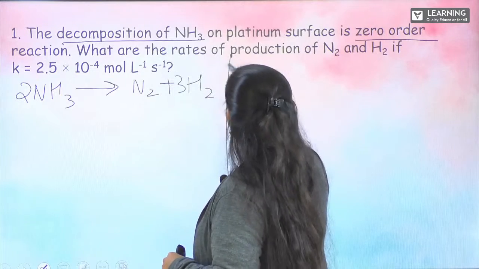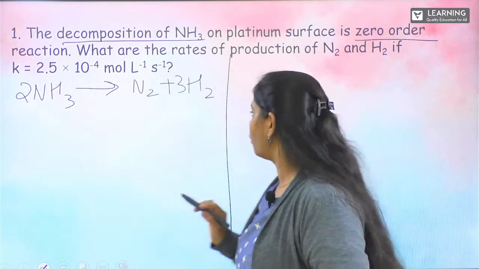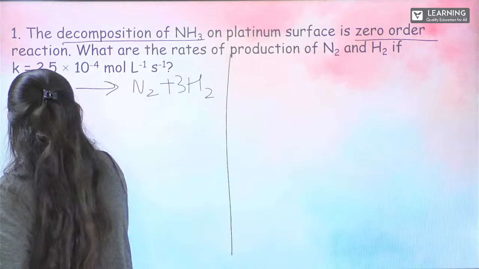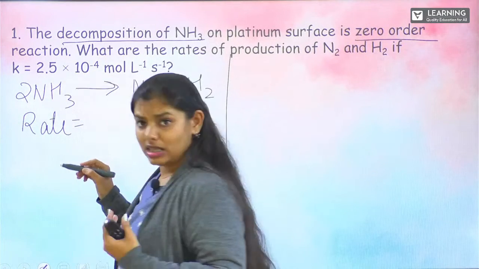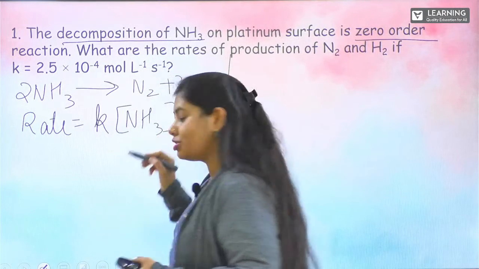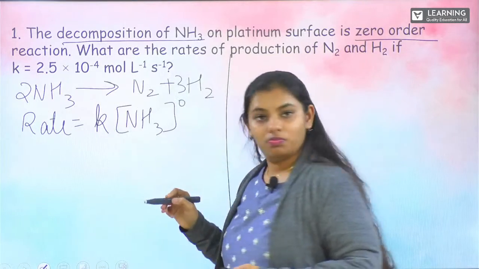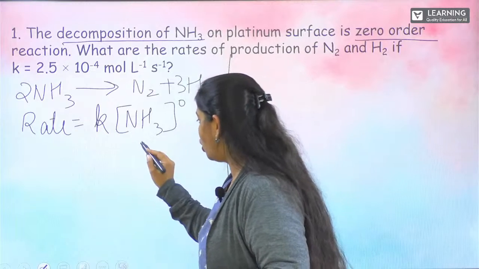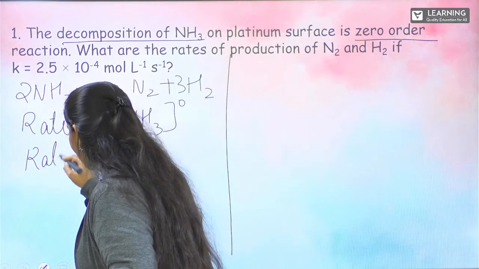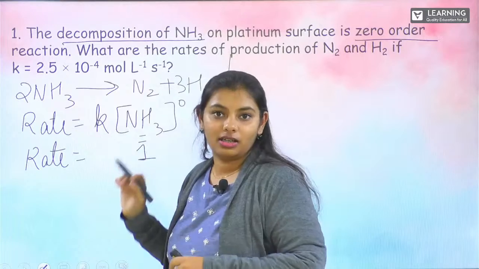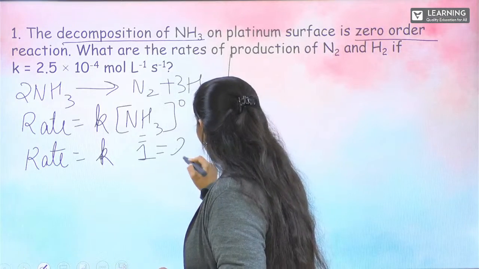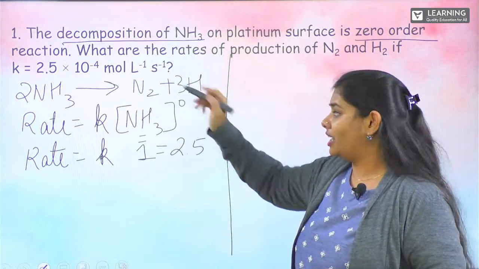Our rate constant K is 2.5 into 10 to the power of minus 4. They have told us this is a zero order reaction. So for a zero order reaction, the rate is nothing but K into the concentration of the reactant to the power 0, correct? It's a zero order reaction, so when it is 0, this is going to become equal to 1, correct? So what exactly is the rate of NH3, the rate of the reactant? It's going to be equal to K itself. So what is K? 2.5 into 10 to the power of minus 4 mole per liter per second.